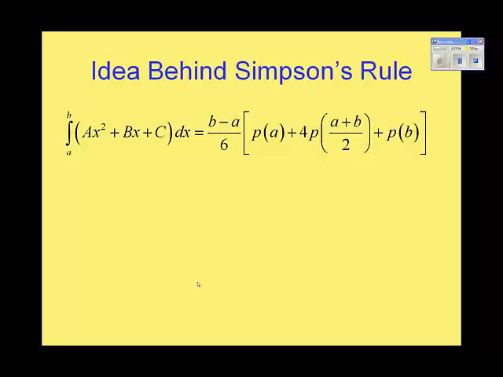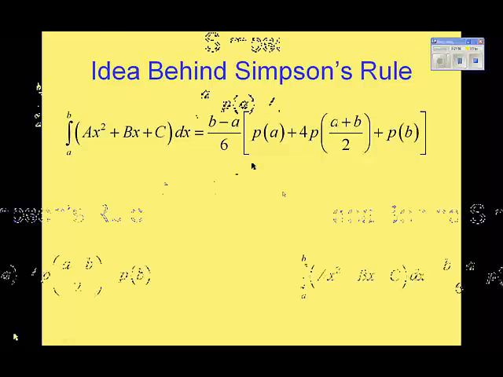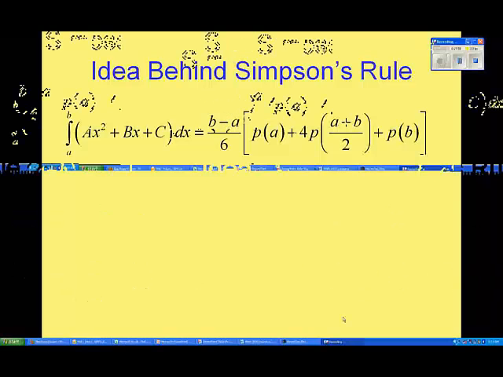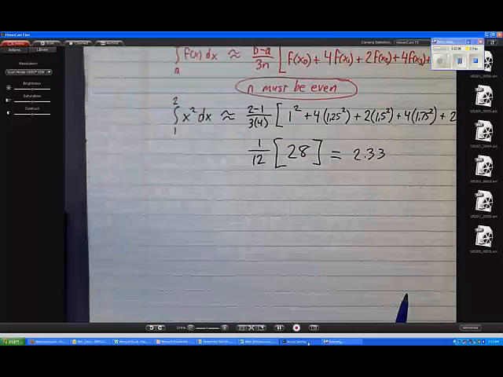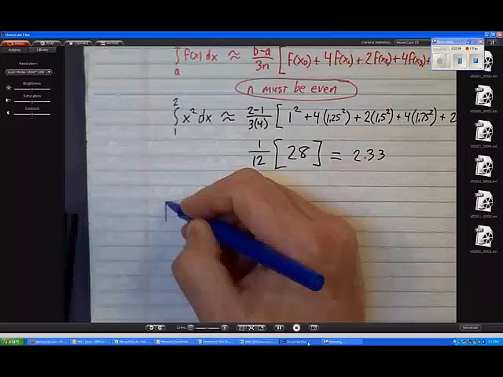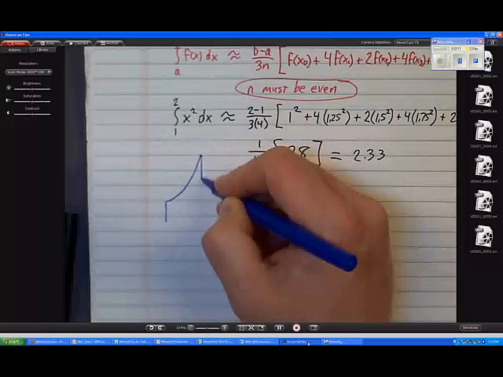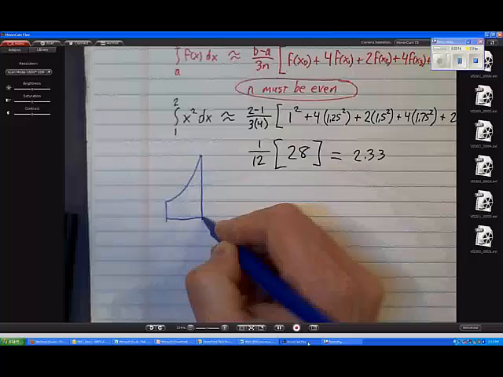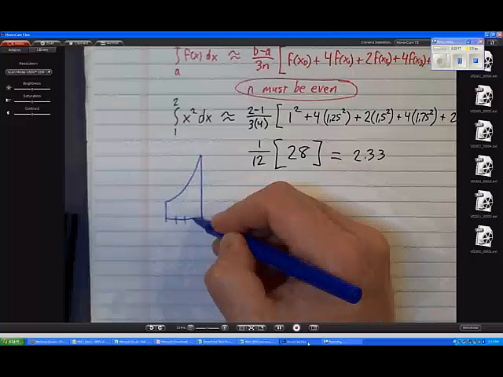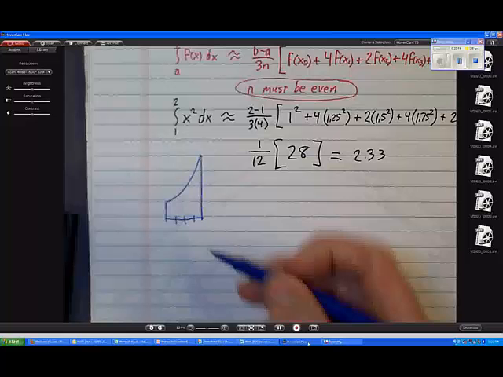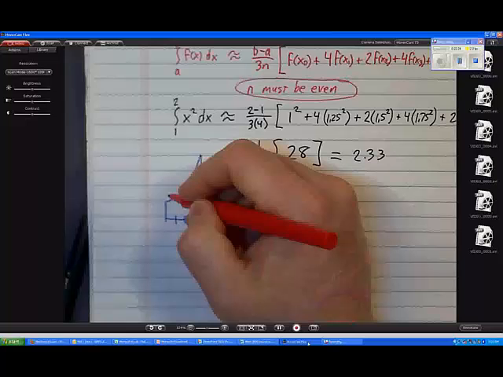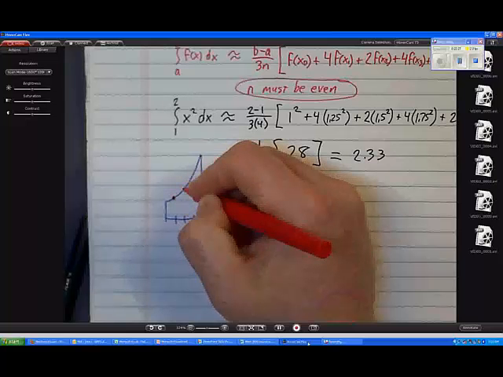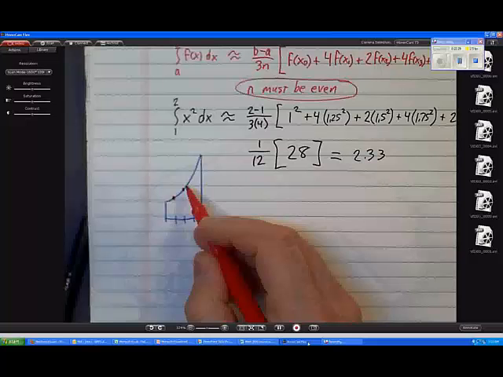Now, let me show you the picture behind Simpson's rule. Again, we did x squared, so it was a parabola, and we split it into 4 pieces, right? The idea behind the trapezoidal rule, let me go through that again, is you take consecutive points and connect them by what? A diagonal line.